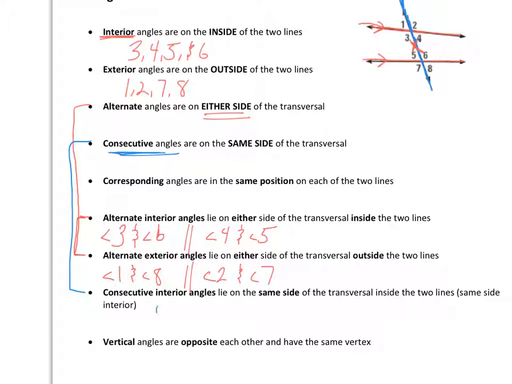Those would be, let's see, angle 3 and angle 5. Right, those are on the same side of the transversal. As well, I have angle 4 and angle 6. Awesome.